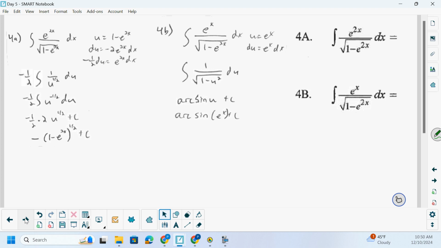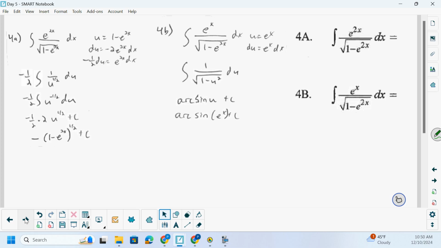So we've got a square root in the denominator. If you try to let u equal what's under the square root, with chain rule, we get negative 2e to the 2x dx. So that's pretty close to what we have in the numerator. We just got to correct by a factor of negative a half. So the negative 1/2 goes out front.